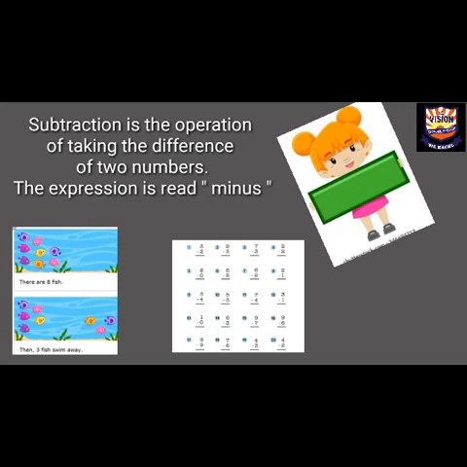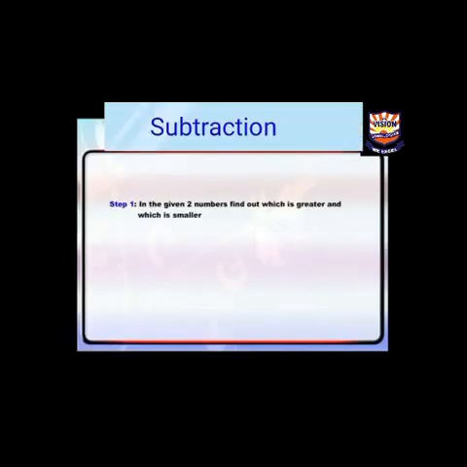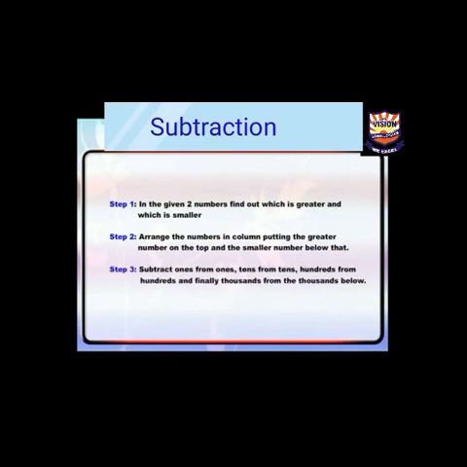Now it's time to know about subtraction. Subtraction is the operation of taking the difference of two numbers. The expression is read minus. First, let me tell you the method of writing the numbers in subtraction. The first rule is, in the given two numbers, find out which is greater and which is smaller. The second is, arrange the numbers in a column, putting the greater number on top and the smaller number below that. Third is, subtract ones from ones, tens from tens, hundreds from hundreds, and finally thousands from thousands.